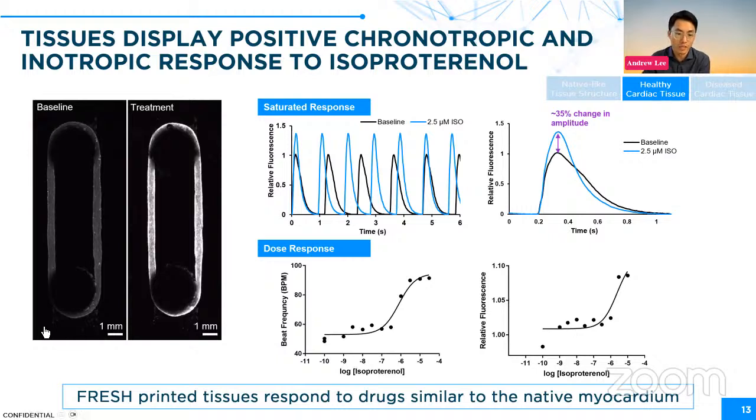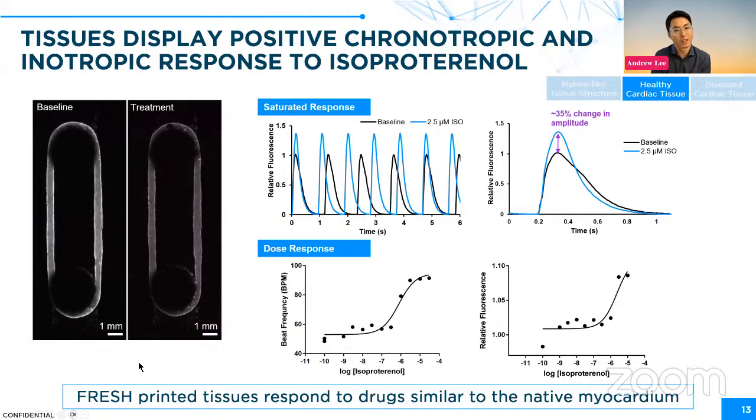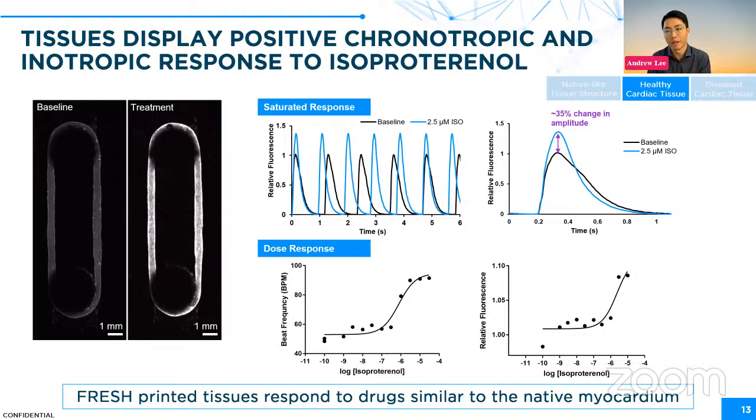So here is a baseline tissue, and then a comparison of that treatment group. You can see it's beating visually faster and also seemingly to deform much more than the baseline. So when we plot these responses, looking at the saturated response as well as the dose response, we see a response very similar to the native myocardium, right? So going from baseline, it's speeding up as well as a higher change in amplitude. And this is really starting to prove that our tissues will respond to drugs as anticipated, and that when we are with our disease models, we will be able to take novel compounds and understand their effect against our tissues.